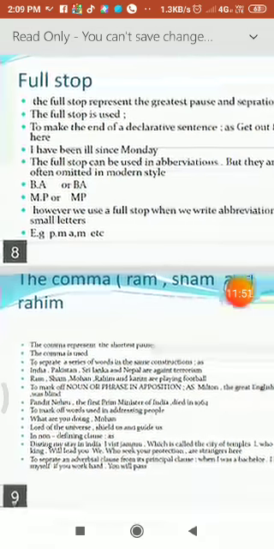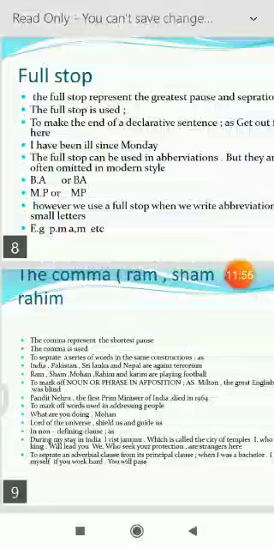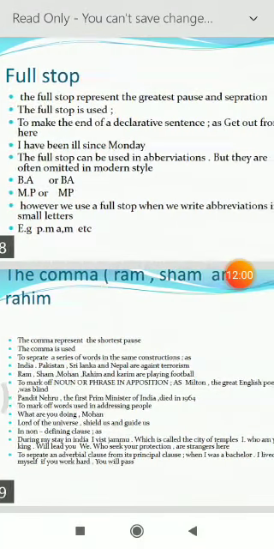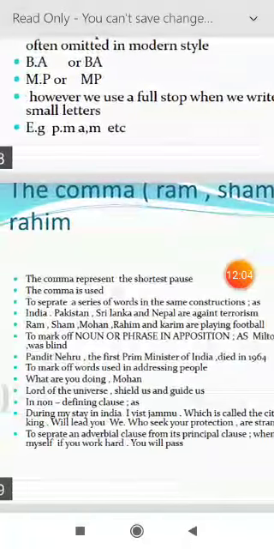In non-defining clauses, for example, during my stay in Jammu, which is called the city of temples, I wish you well. Commas are used to separate the subordinate clause from its principal clause. When I was a bachelor, comma, I used to live by myself. If you work hard, comma, you will pass.